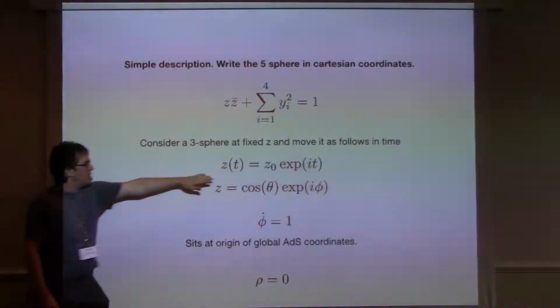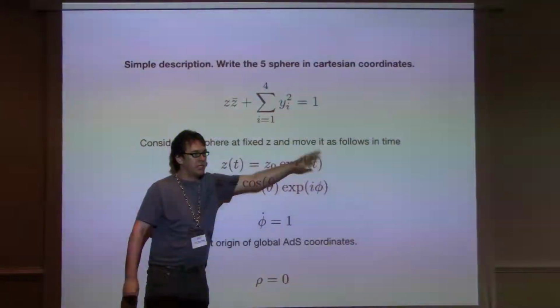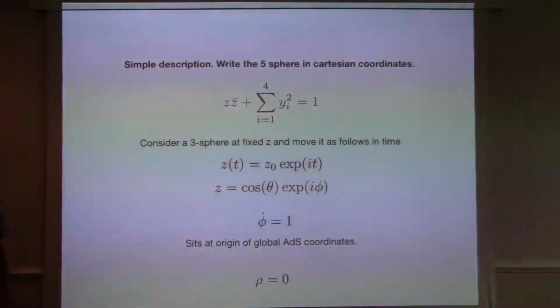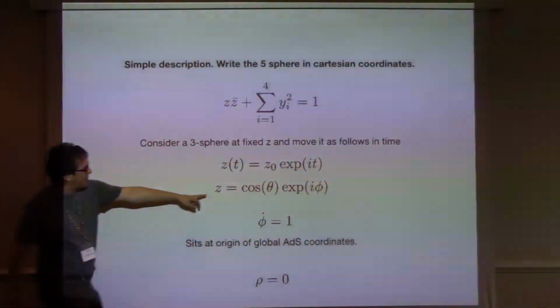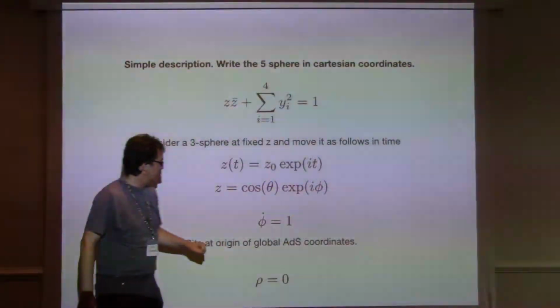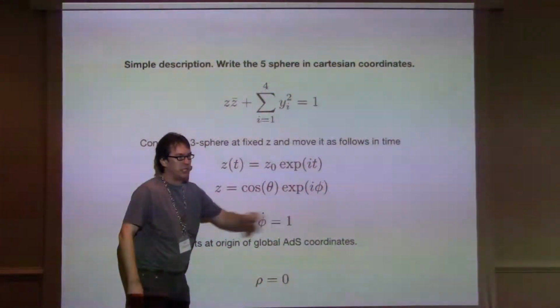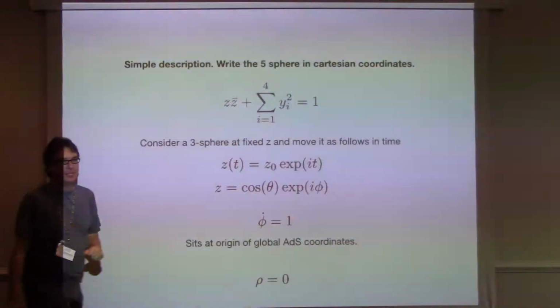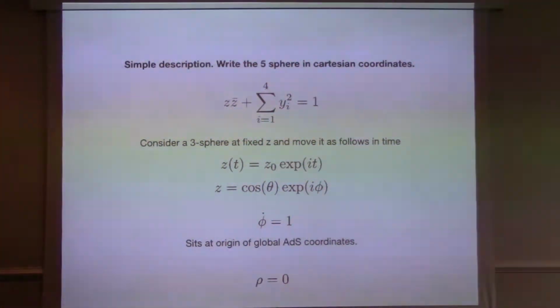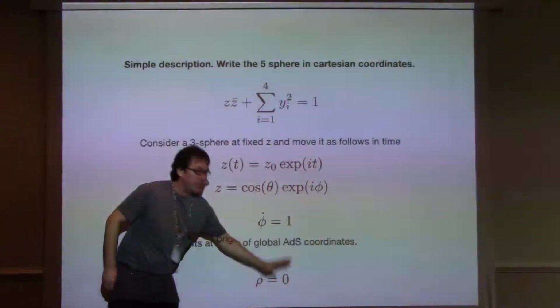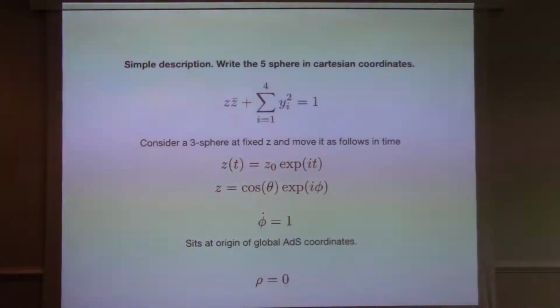And then all you need is that z(t) is z0 times e^{it}, and this is actually the solution. So these objects move around at velocity 1. You can write z as cos theta times e^{i phi}. So the equation of motion is that phi dot is equal to 1. This is the description of the giant gravitons. And this sits at the origin of global AdS coordinates, rho equal to 0. Okay, so this is the giant graviton.